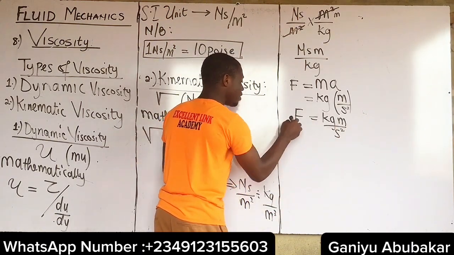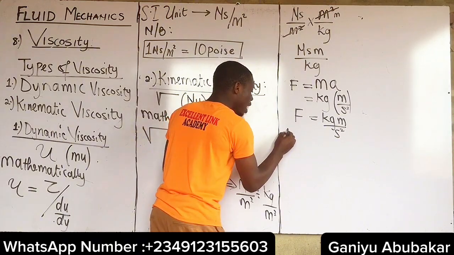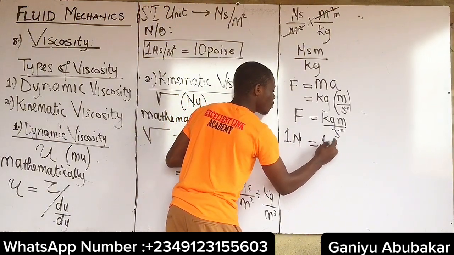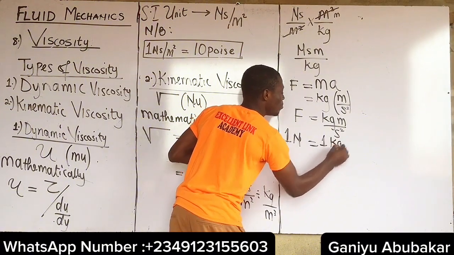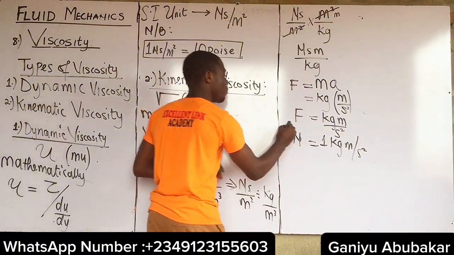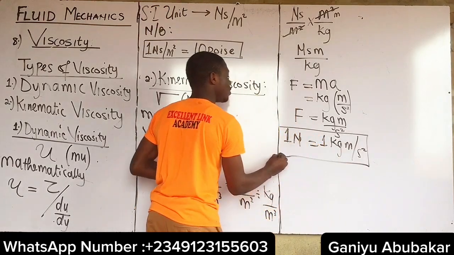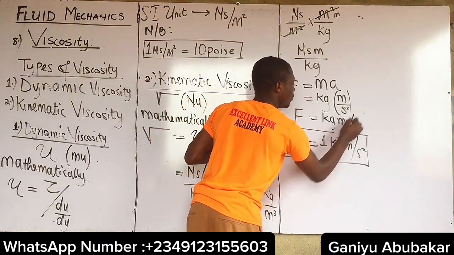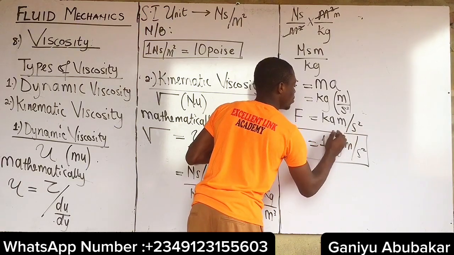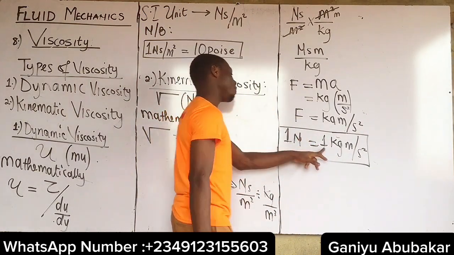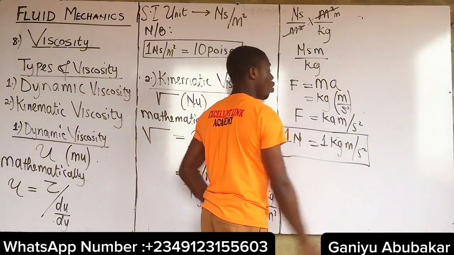So it means that this force is measured in Newton. I'm saying that 1 Newton represents what there? 1 kilogram meter per second squared. That's the meaning. So very important that 1 Newton, which is force here, represents 1 kilogram meter per second squared.